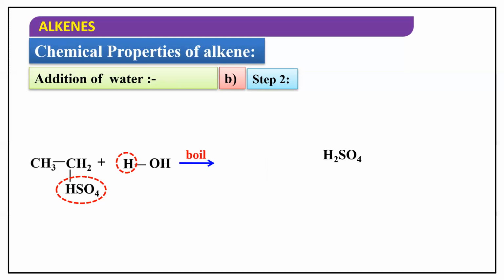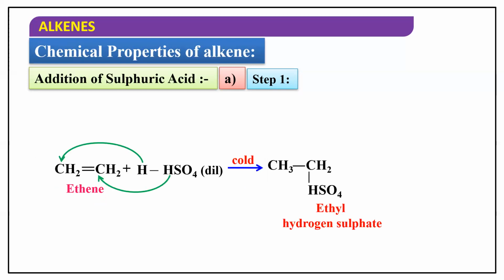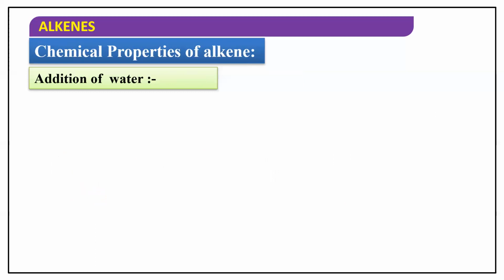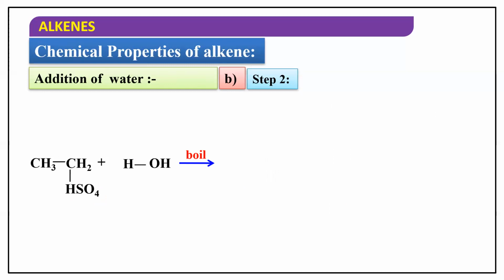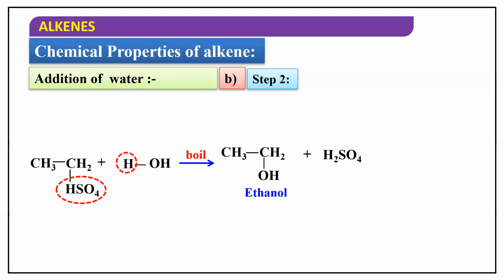So in step one, what did we see? We looked at addition of H2SO4 according to Markovnikov's rule, if I start with an unsymmetrical alkene, giving me an alkyl hydrogen sulfate. Then in the second step, there is addition of water. We will have H plus taking away HSO4 minus to go out as H2SO4. And in place of HSO4 minus, we have OH minus coming in to form an alcohol. So if you take an alkene and react it with sulfuric acid in the presence of water, the final product is an alcohol. So this is what you need to remember.